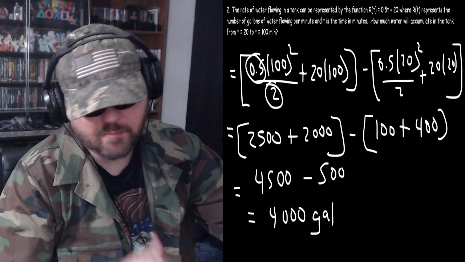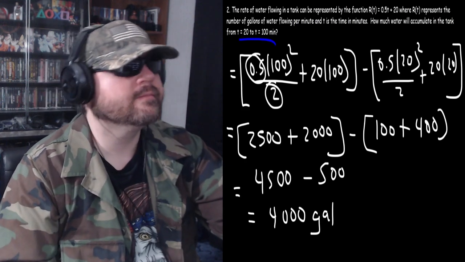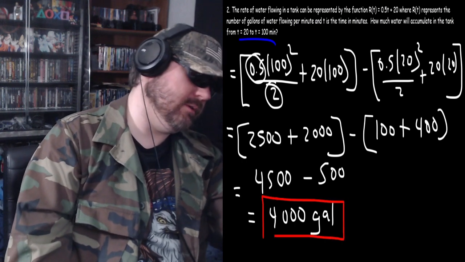So from t equals 20 to t equals 80, the tank will gain 4,000 gallons of water.